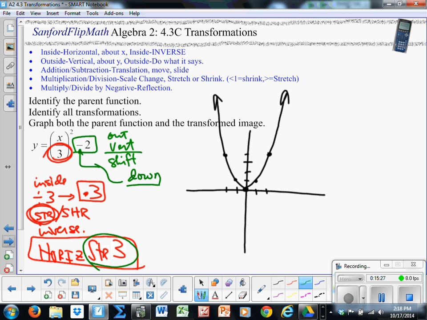Horizontal stretch of 3. All of my x values get multiplied by 3. This x value was 1, it's now 3. This x value up here was 2, it's now 6. This was 0, and 3 times 0 is 0, so it's going to still be 0, 0. Negative 1 times 3, negative 2 times 3.